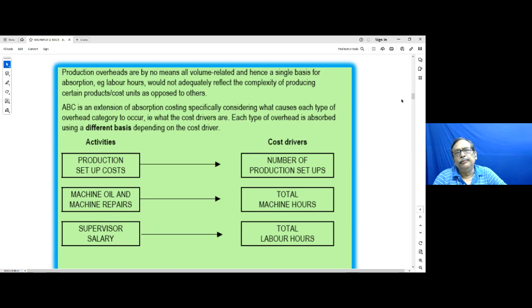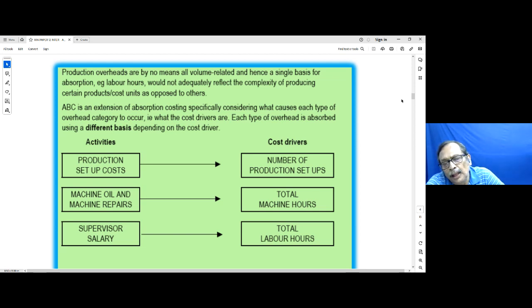Now, production overheads are by no means all volume related, and hence a single basis for absorption, namely machine hours or labor hours, would not adequately reflect the complexity of producing certain products or cost units as opposed to others. ABC is an extension of absorption costing, specifically considering what causes each type of overhead category to occur, that is, what the cost drivers are. Each type of overhead is absorbed using a different basis depending on the cost driver.